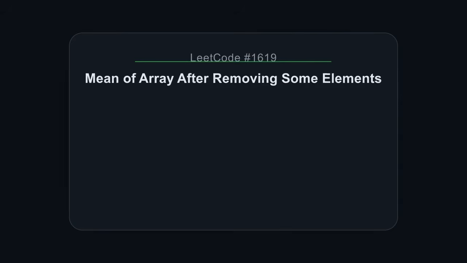Today, we're tackling a problem where you need to find the mean of an array, but with a twist. You first have to remove a certain percentage of its smallest and largest values. How would you approach this efficiently?